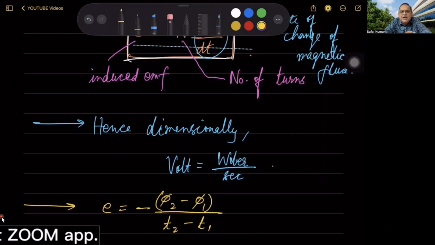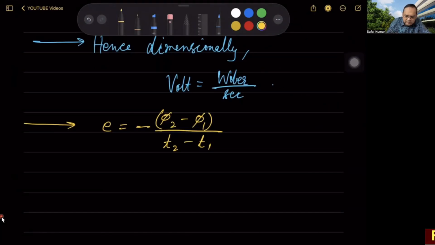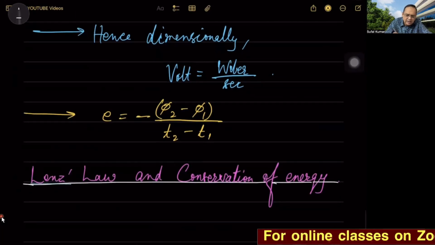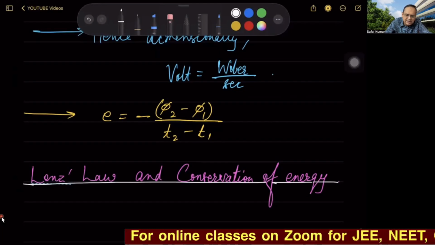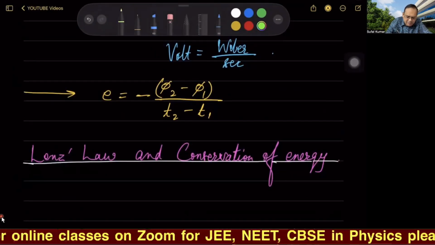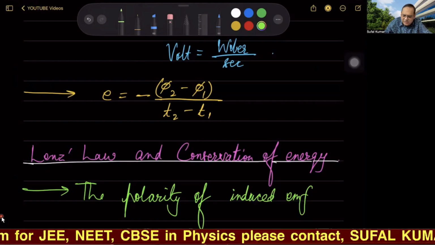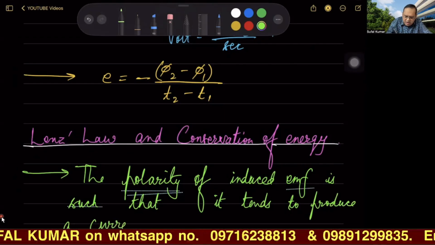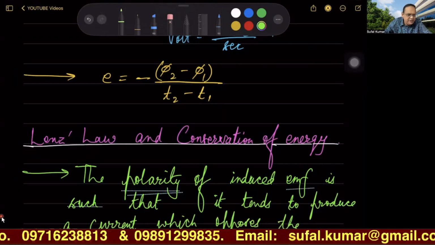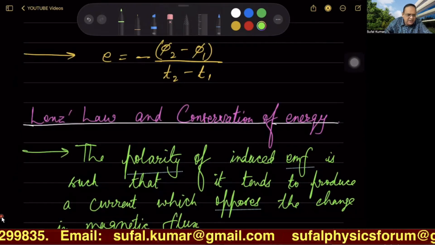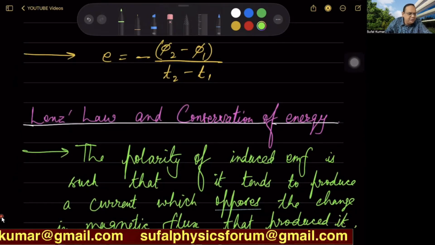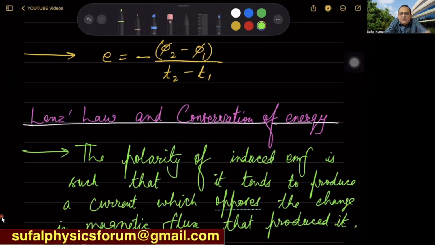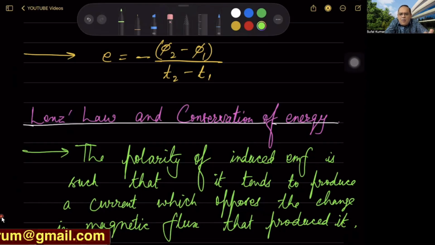Of course, in some cases we may not have a variable expression. For Lenz's law and conservation of energy, I'll mention only a one-liner statement. The polarity of induced EMF is such that it tends to produce a current which opposes the change in magnetic flux that produced it. That means EMF is induced in such a way that it opposes the cause of production of induced EMF.